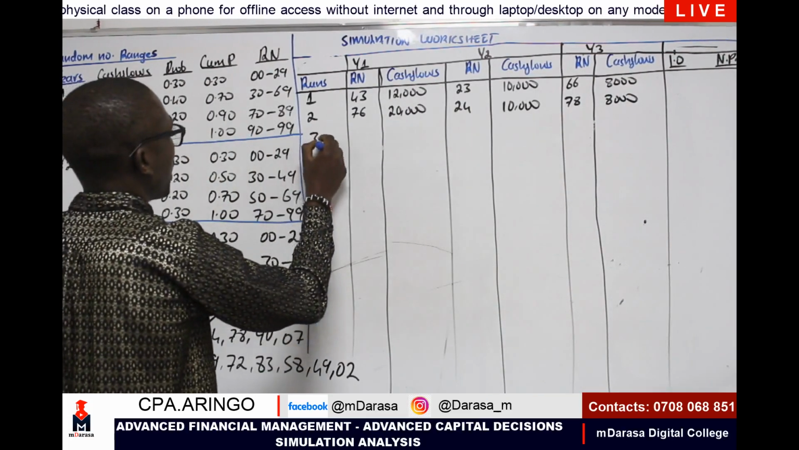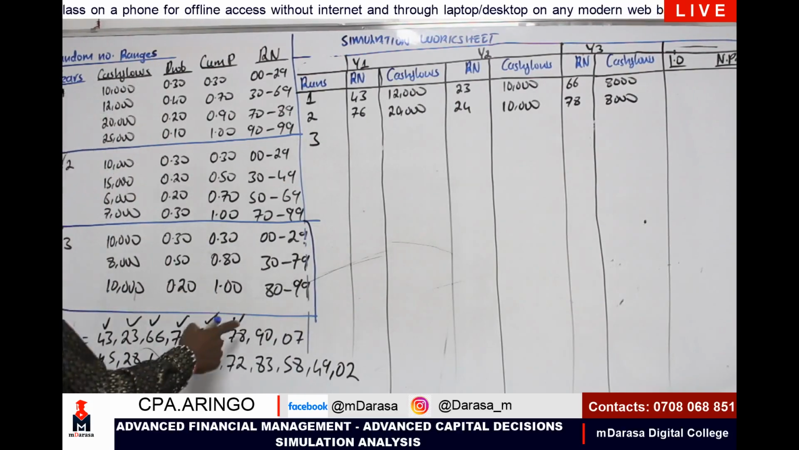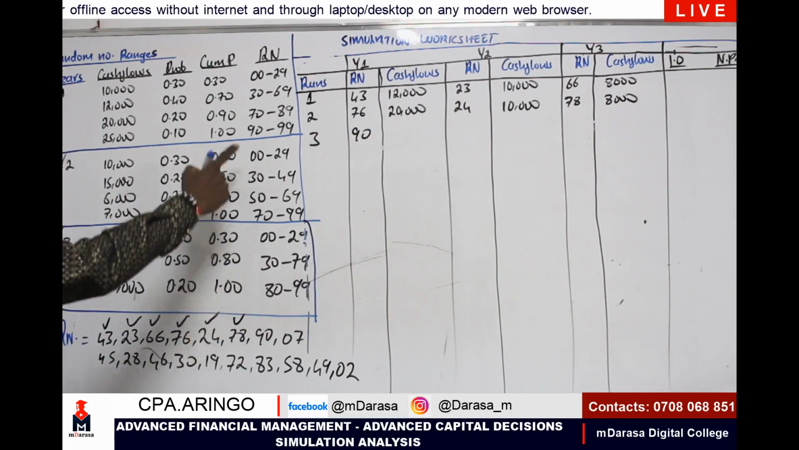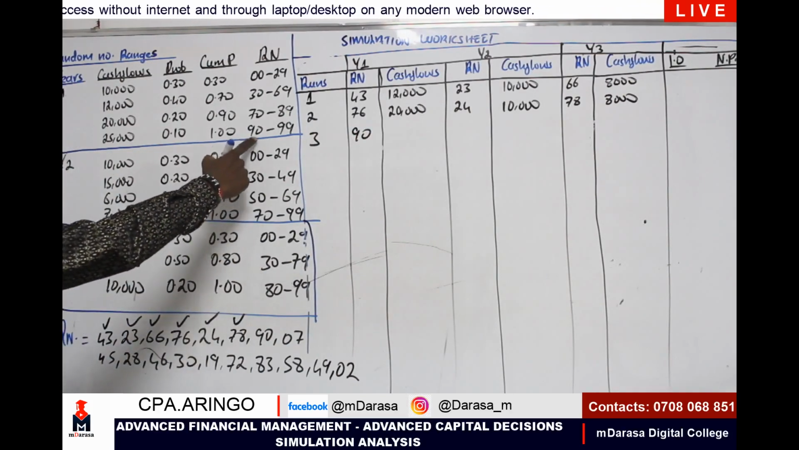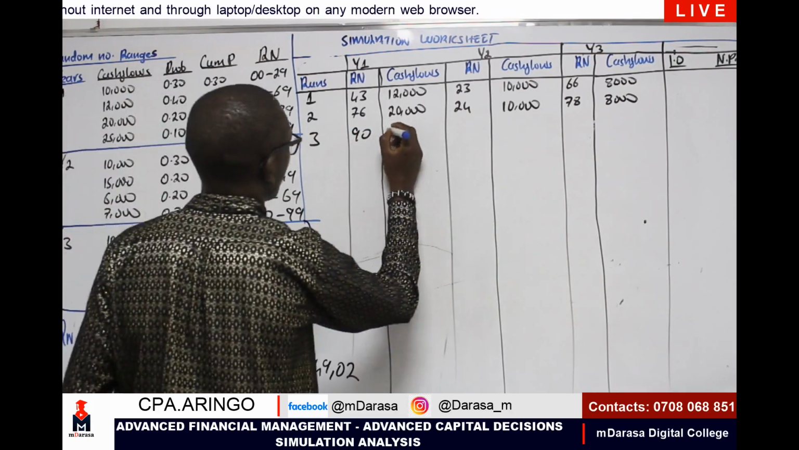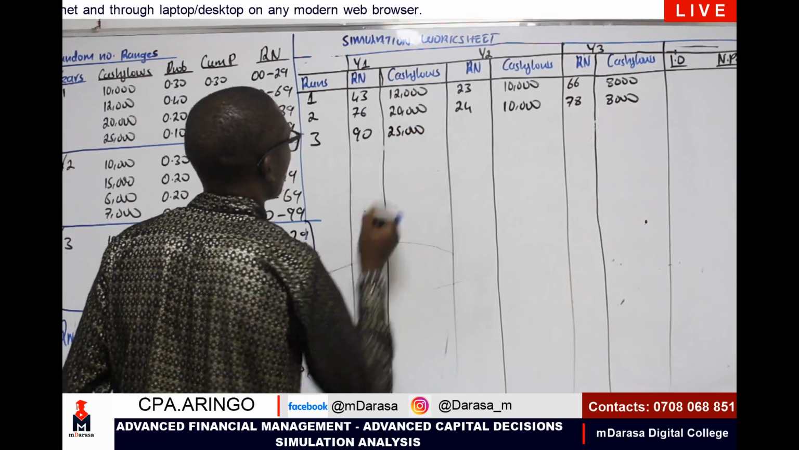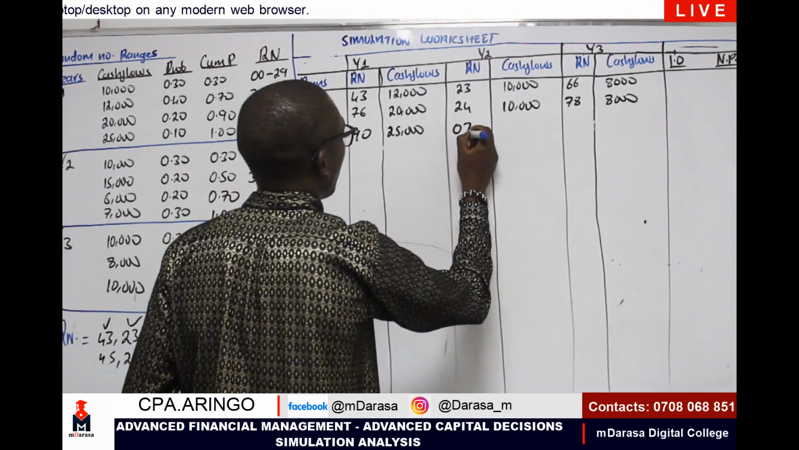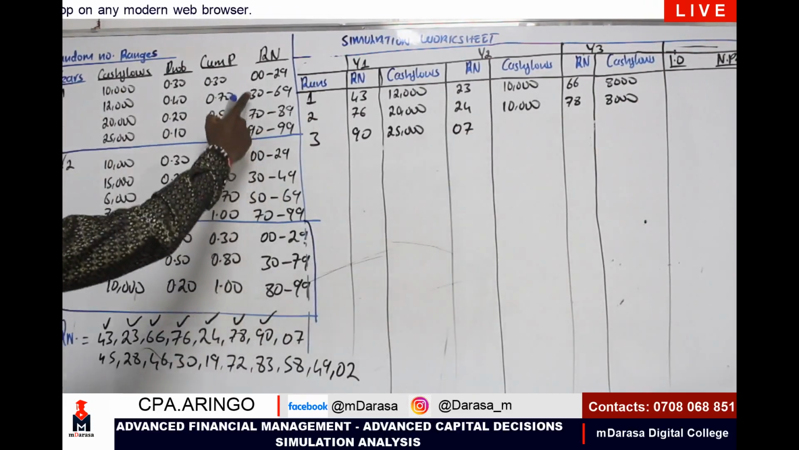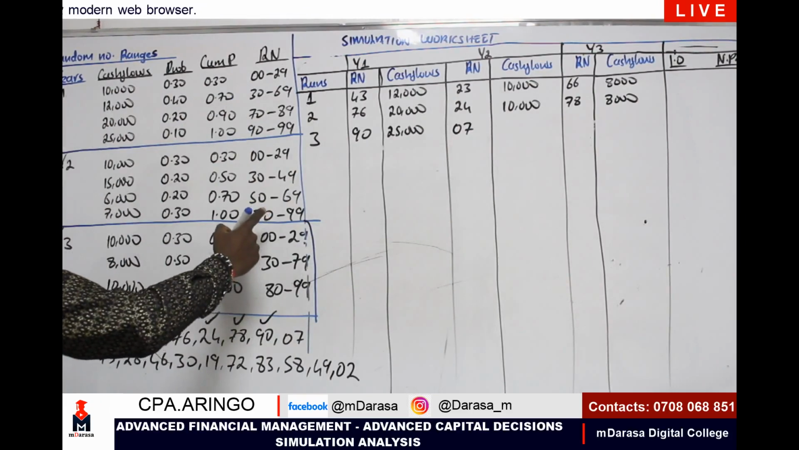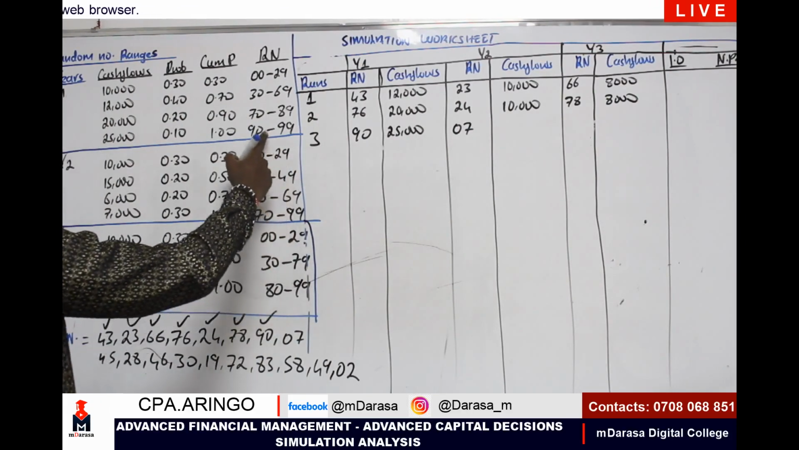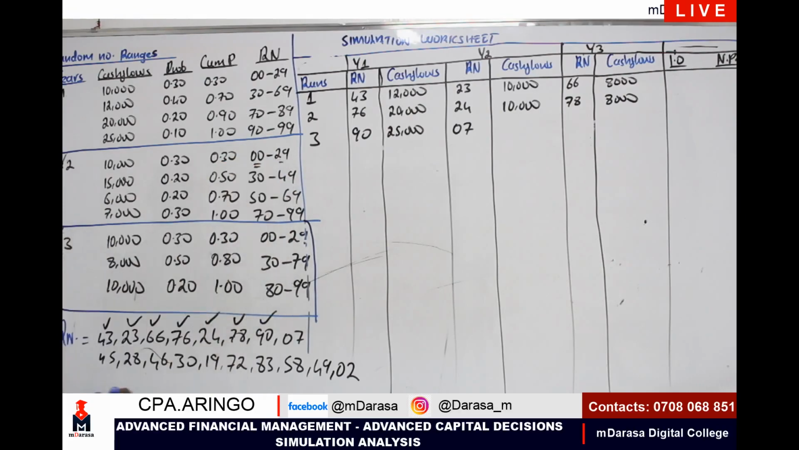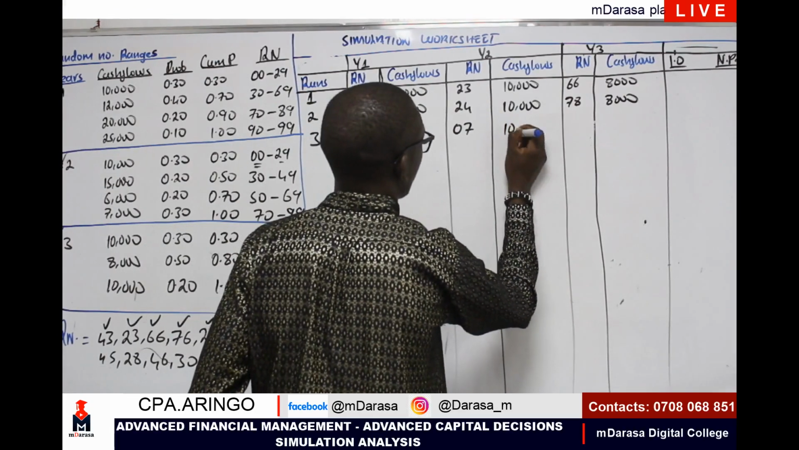The third run, random number is 90. So I'll be having 90 here. Where is 90 falling in year 1? 90 is falling in between 90 and 99, which is 25,000. I'm having 07 here. Where is 07 falling? In year 2, 07 is falling in between 00 and 29, which is again 10,000.